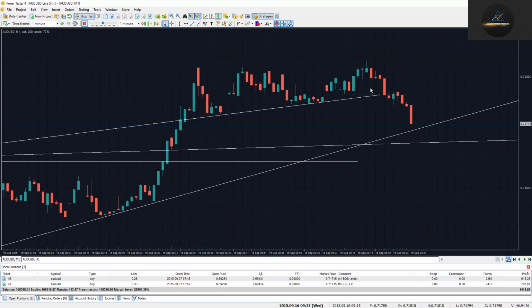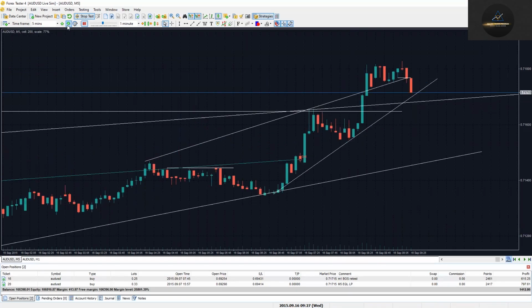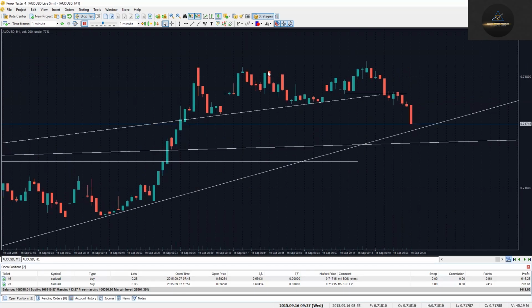Okay, that's a clear breaker structure. There we go. So we've got this imbalance here. Very nice. It's back inside the pattern. Let's zoom out just so you guys can see what's going on. Also a QM as well on the 1 minute. Very nice.